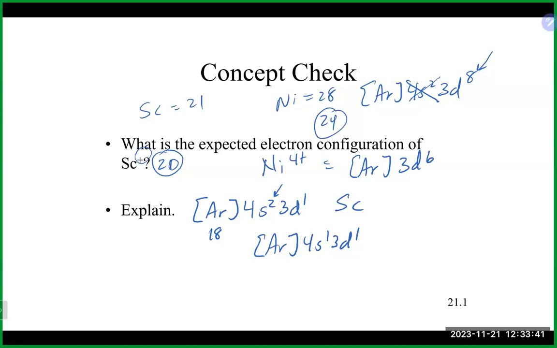You do need to obviously know how to write it, and you need to know how to figure out how many d electrons it has. That'll be really important for later on in this chapter. Any questions on how to do that there?